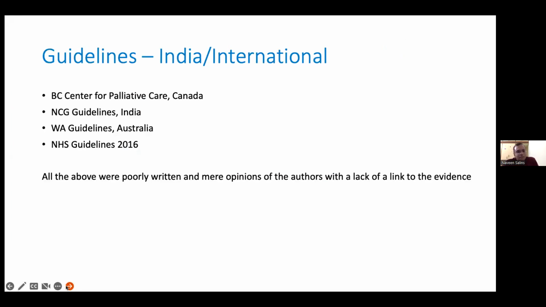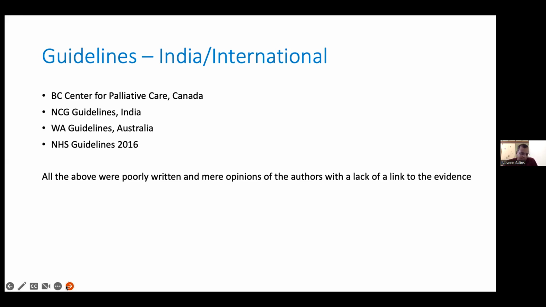Now, I looked at guidelines from India and international. What are those guidelines that are available? Can those guidelines help us in our practice towards improving nausea and vomiting? There were prominent guidelines from BC Cancer, Canada, NCG guidelines from India, which you can find on the TMC website, Western Australian guidelines from Australia, and NHS guidelines from the UK.